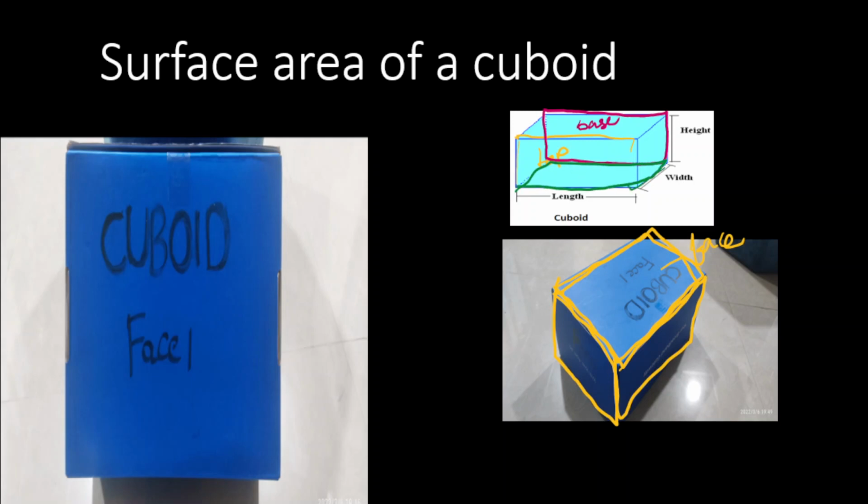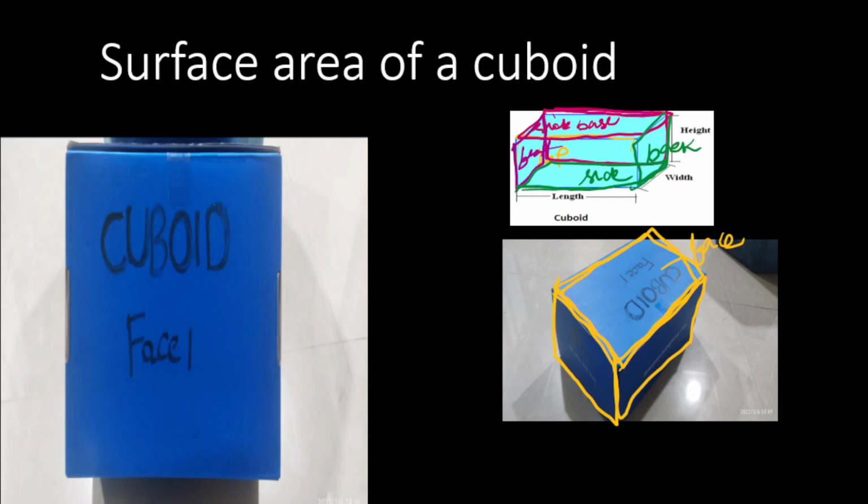This is the side face of the cuboid, and this is one more side face of the cuboid. And here you can see the front face of the cuboid, and this is the back face of the cuboid. This is how we need to understand the cuboid.